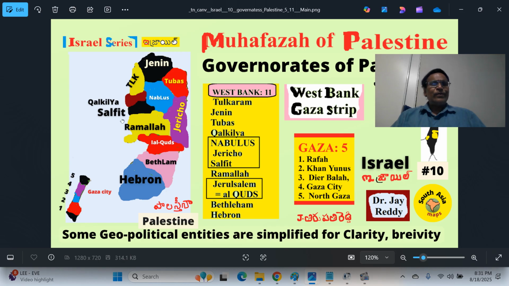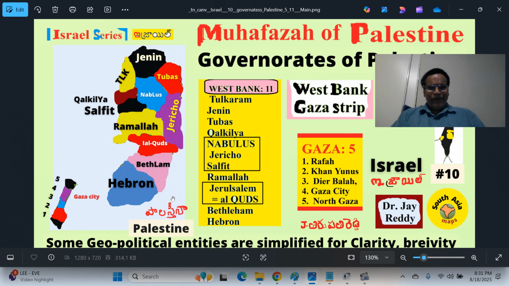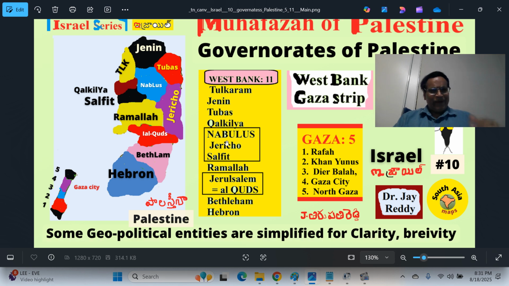The west coast, close to Salfit, is Salfit and Qalqilya region. So you got the 9 here, 11 here. And the Gaza Strip is around 350 or so square kilometers in area, a very densely populated piece of land on planet Earth itself. One of the most densely populated countries is Bangladesh. It has around 1100 people per square kilometer.